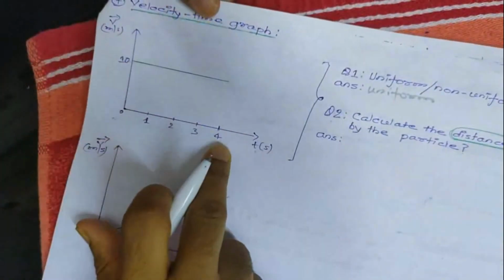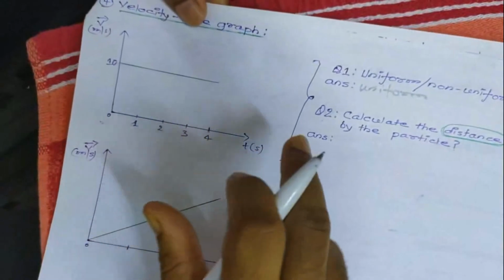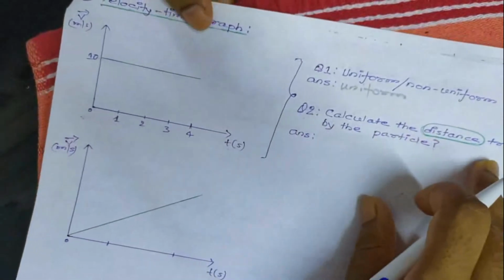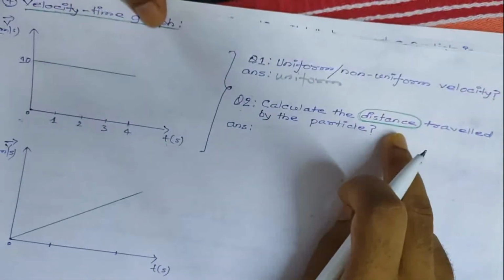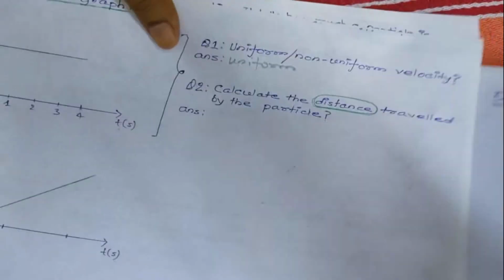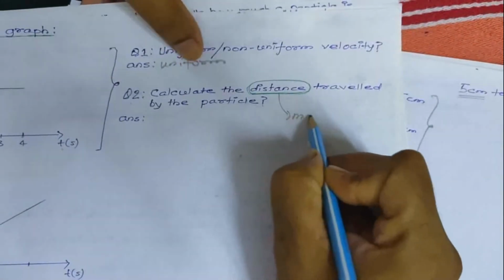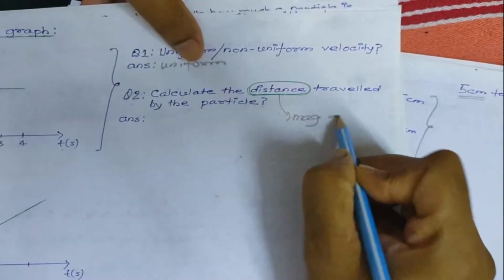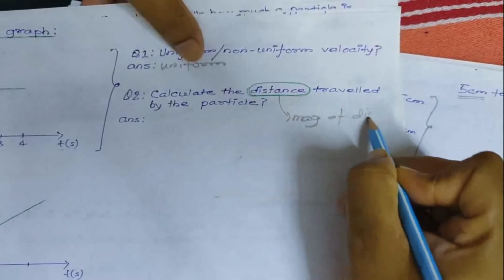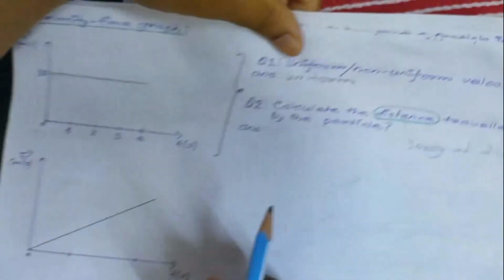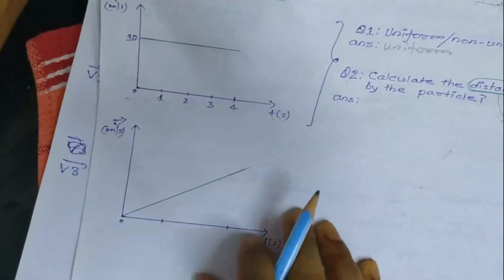So you would be given a velocity time graph and you'll be asked to calculate distance traveled. So what is distance in this case? Pay attention. Distance is the magnitude of the displacement. Let me write for you. It is magnitude of displacement.